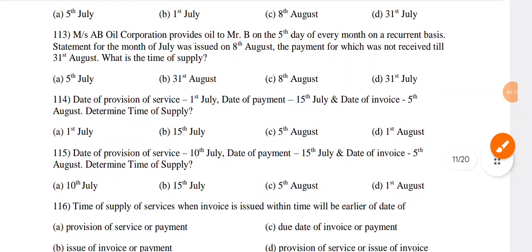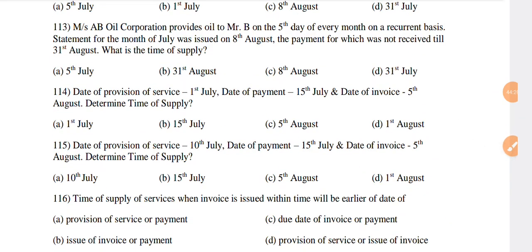Next question. Date of provision of service 1st July, date of payment 15th July and date of invoice 5th August. Determine time of supply. Option A, 1st July; B, 15th July; C, 5th August; and D, 1st August. The correct option is A.